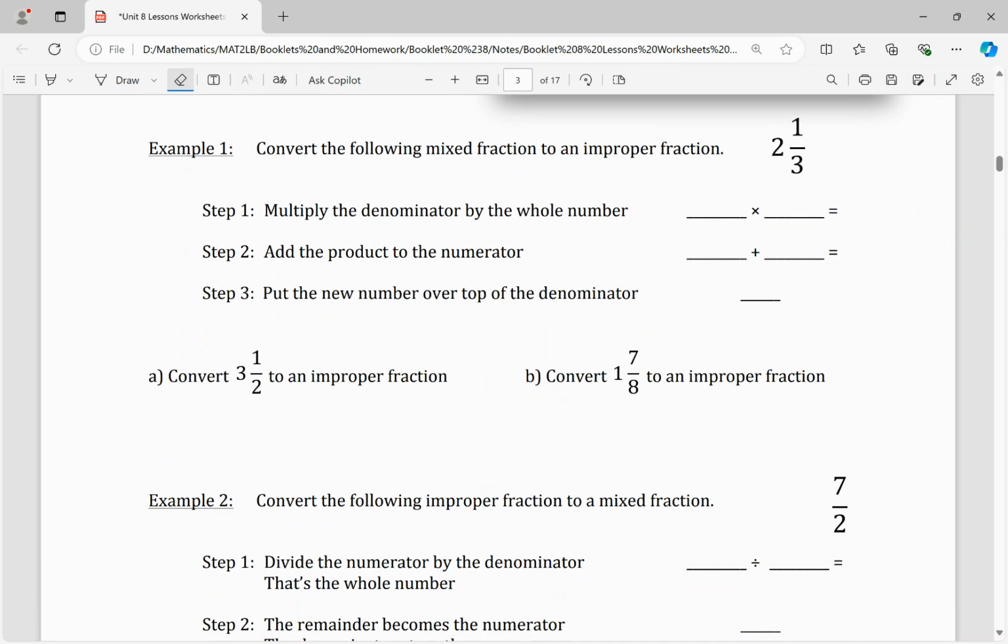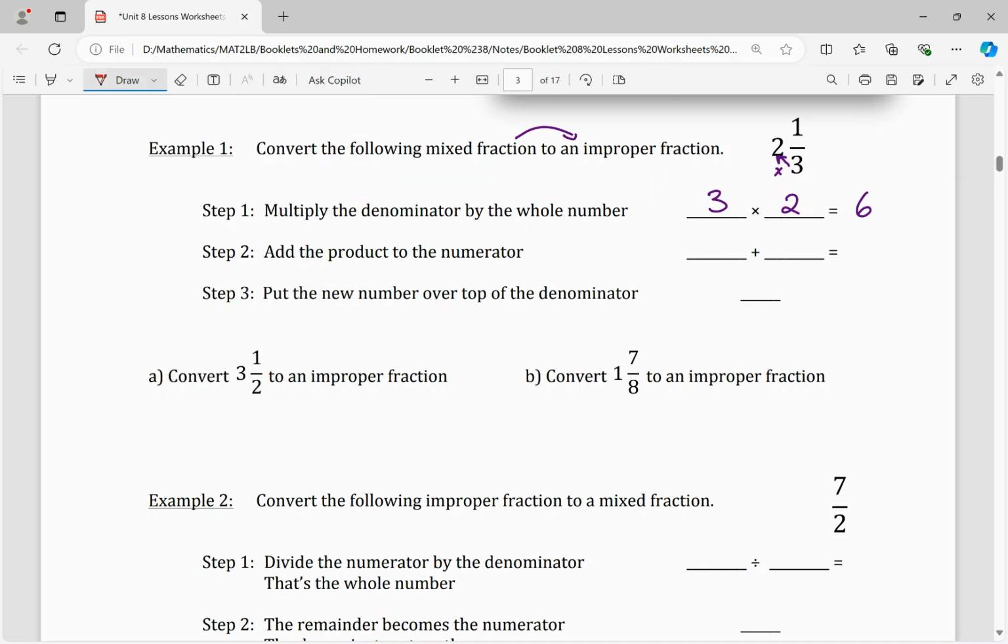Convert the following mixed fraction into an improper fraction. This takes 3 steps, going from mixed to improper. Step 1, you're going to multiply the denominator by the whole number. So 3 times 2 is going to be our first step, and 3 times 2 is equal to 6.